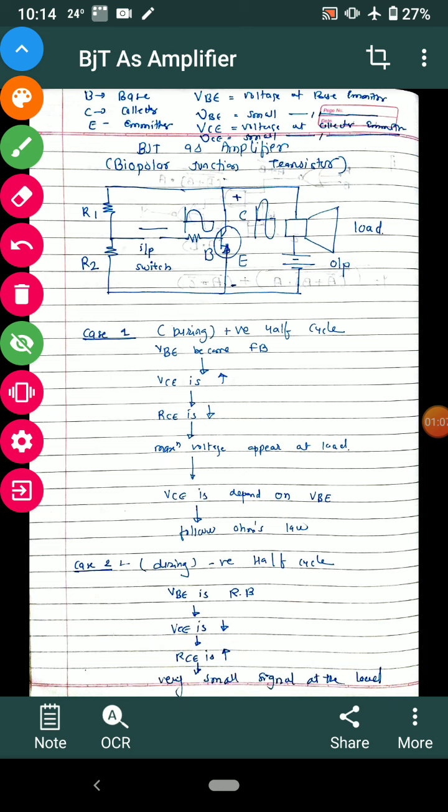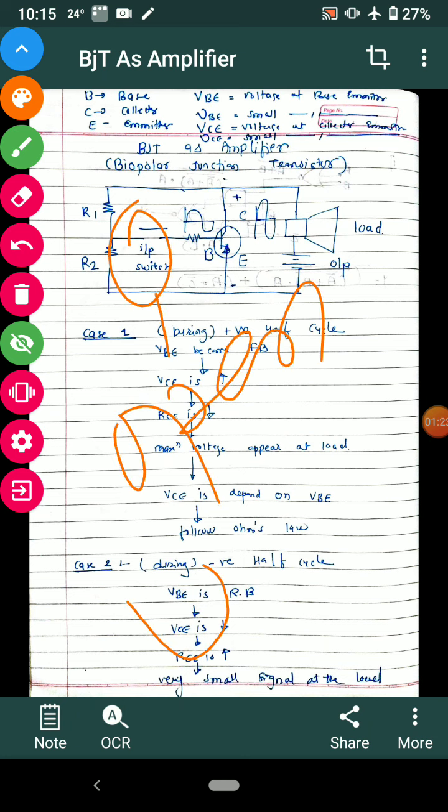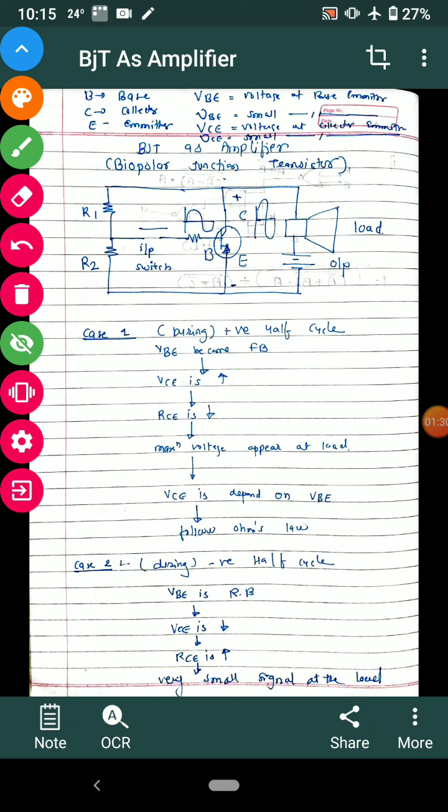Consider that when this switch is connected, then capital VBE flows. And when this switch is open, then small VBE flows through the circuit. This is capital VBE and this is small VBE.